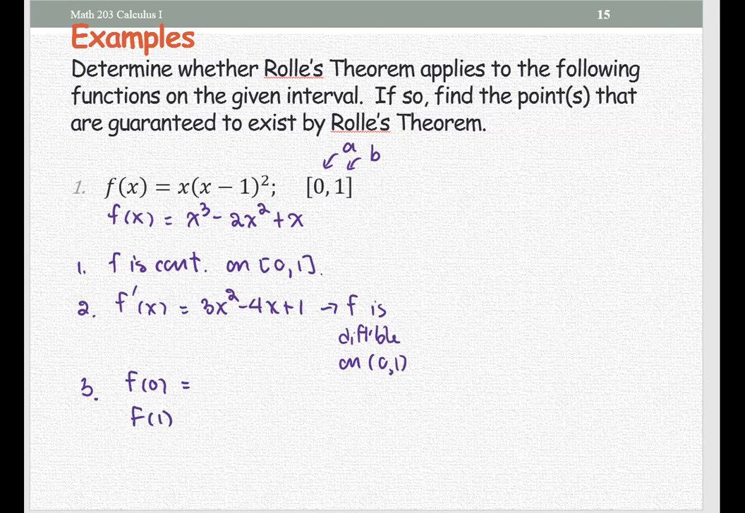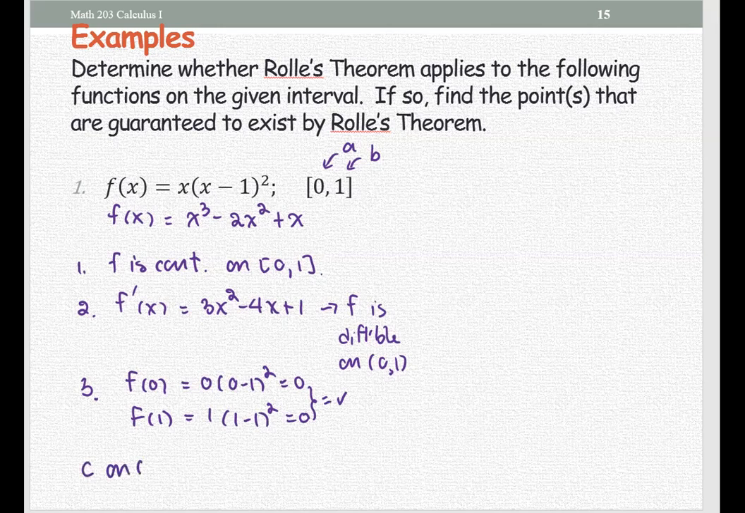Let's find out these two numbers. F of 0 is 0 multiplied by (0 minus 1) squared, which is 0. And the function at 1 is 1 times (1 minus 1) squared, or 0. So these two numbers are the same. Checked. Then, by the assumption of Rolle's theorem, there is a point C on the open interval (0, 1), somewhere between 0 and 1, such that f prime at C, or the slope of the tangent line at the point C, equals 0.